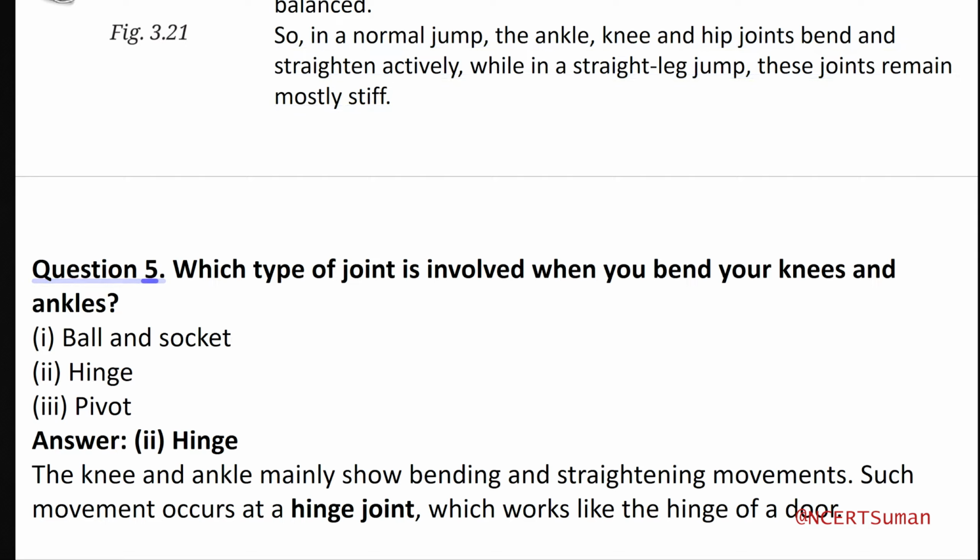Question 5. Which type of joint is involved when you bend your knees and ankles? 1. Ball and socket. 2. Hinge. 3. Pivot. Answer: 2. Hinge. The knee and ankle mainly show bending and straightening movements. Such movement occurs at a hinge joint, which works like the hinge of a door.